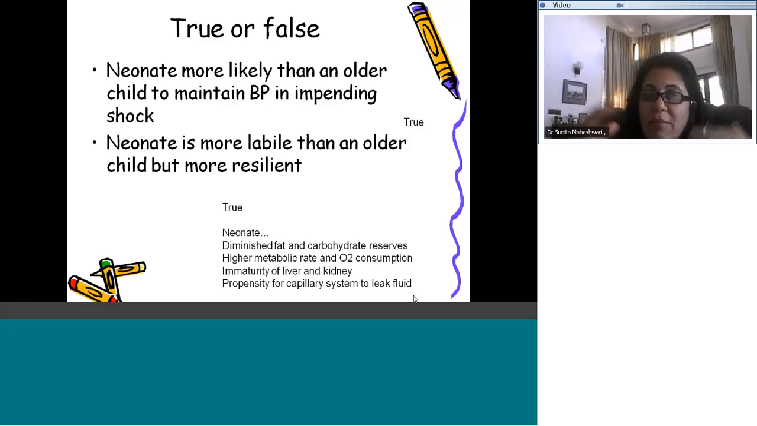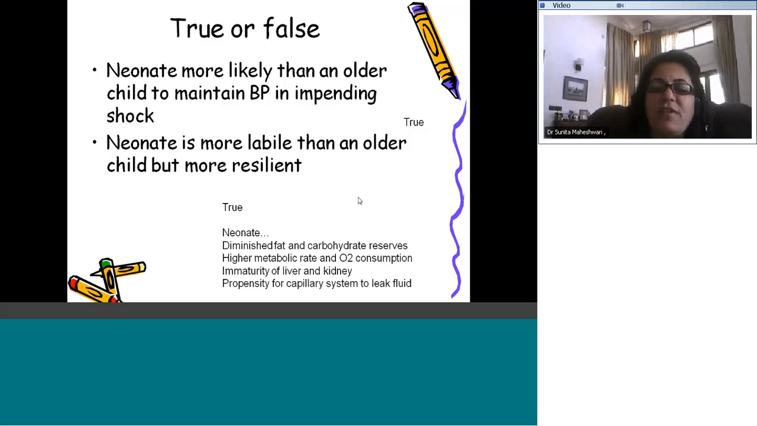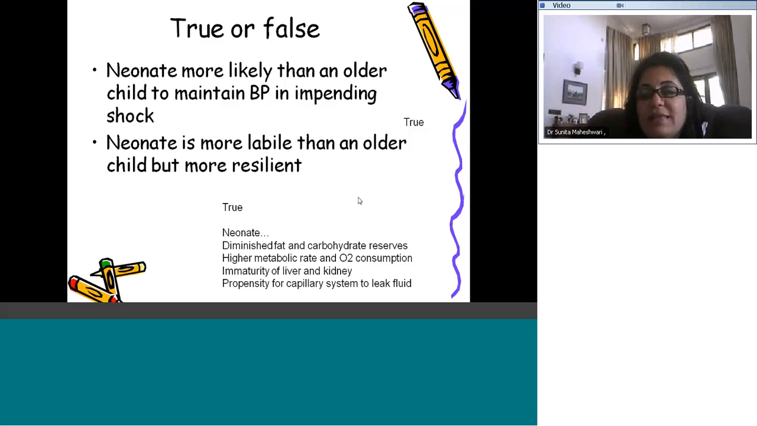And a neonate is more labile for sure, but also more resilient. And this is related really to the whole neonatal structure being very different from an adult structure. They're very sensitive, for instance, to calcium depletion, but then they respond very well if you treat it. They're quite labile, but also very resilient, unlike adults. So it's important to keep a close eye on them and not wait for dropping blood pressure.